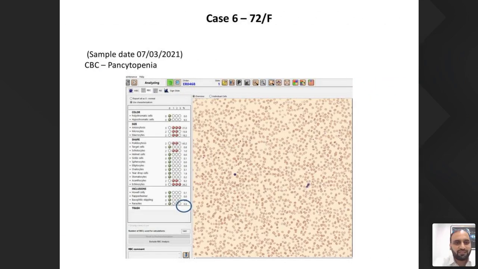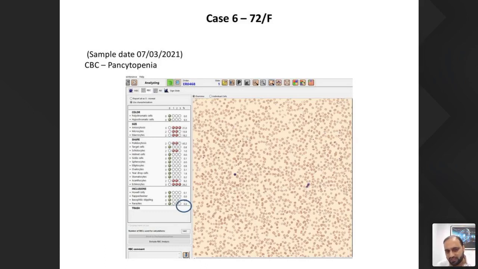Coming on to my next case. Now this is something interesting. I have on purpose put the date, that is 7th March 2021. A 72 years elderly female presented, sent the sample, and there was pancytopenia. I was just going through this CellaVision picture. It was around 6:30 or 7 o'clock in the evening. And when I saw something here, 0.3% parasite, I just clicked on it.